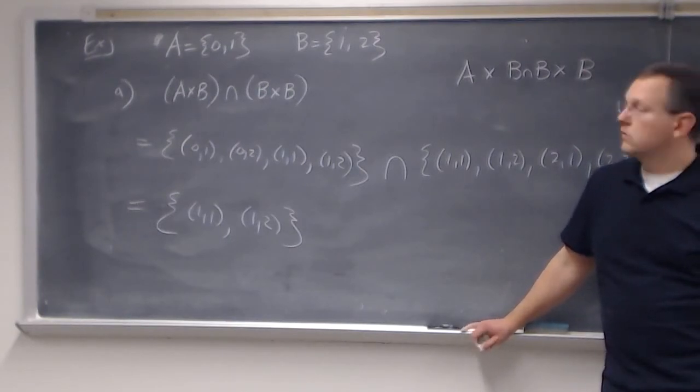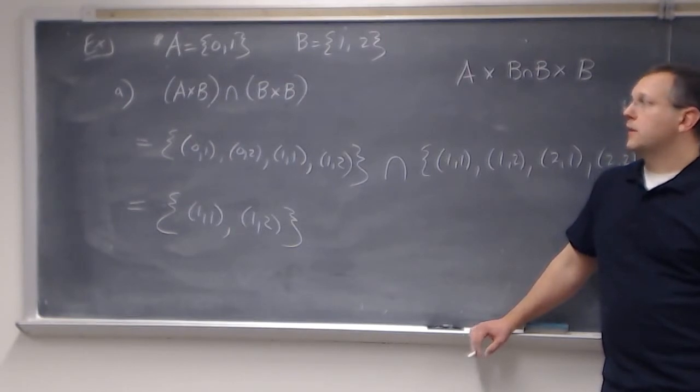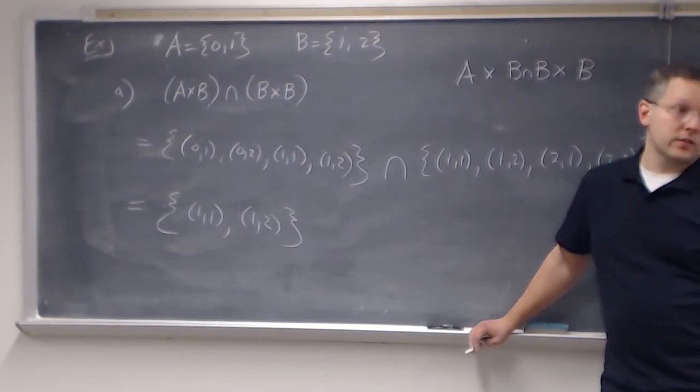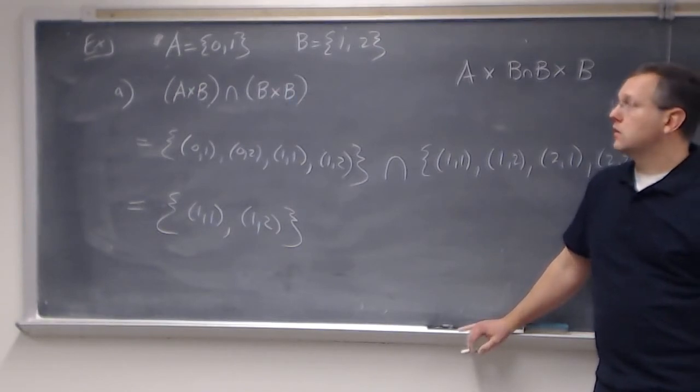If we had something like A cross B intersect, and then instead of B cross B it was B cross C, would the answer just be B, since B is the only thing that both of them have in common? Well, no, because anytime you have A cross B, now you have ordered pairs. B doesn't have any ordered pairs in it.